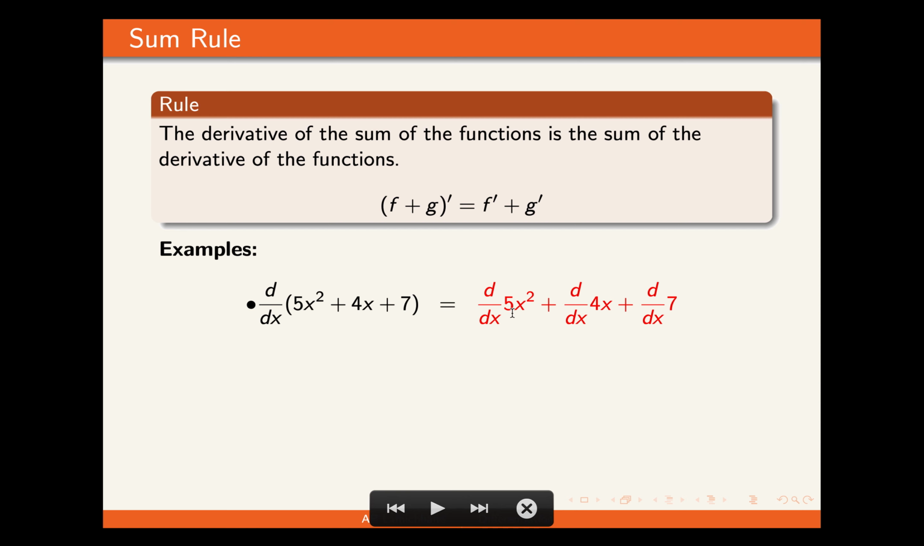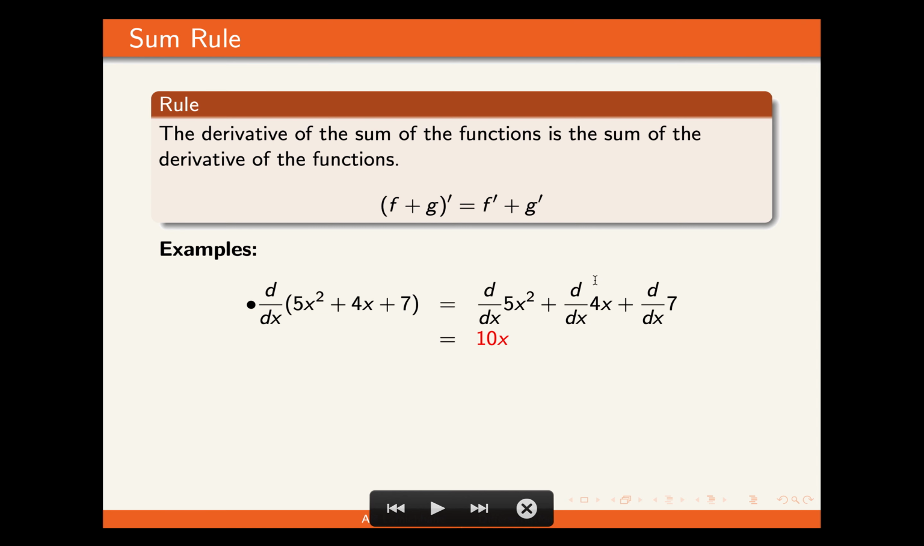What is the derivative of 5x squared? By using the constant multiple rule, we can take the constant out, 5 is out, and the derivative of x squared with respect to x, by using the power rule, will be 2x. So 5 times 2 will be 10, so 10x is the derivative of 5x squared.